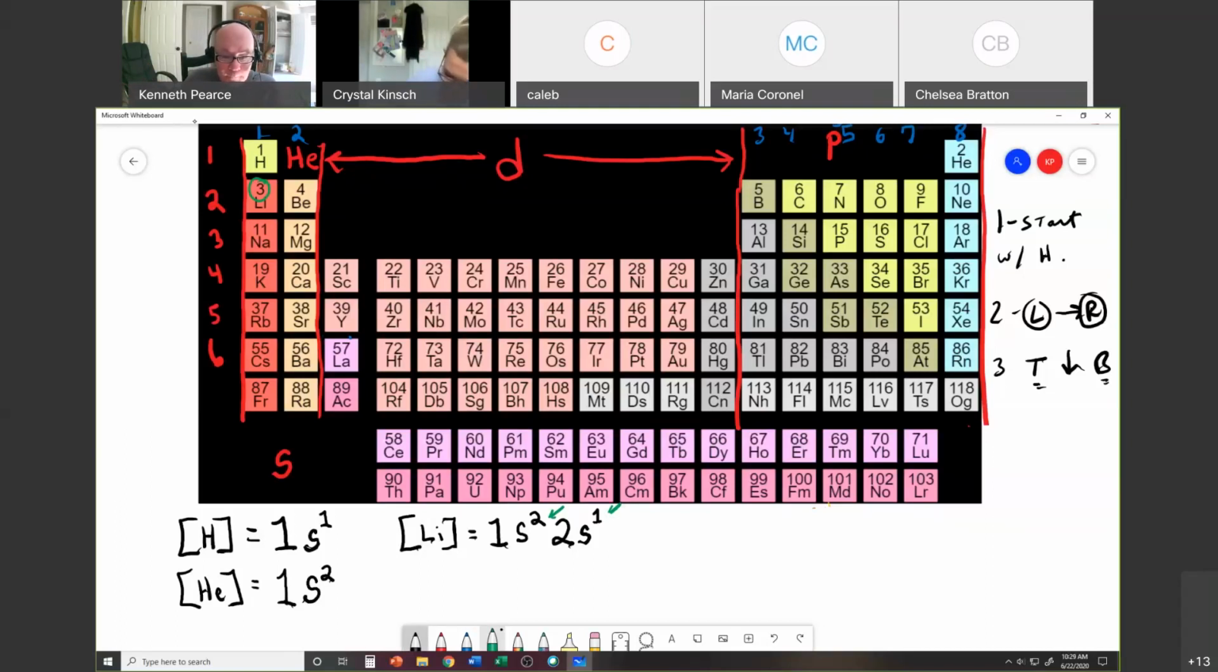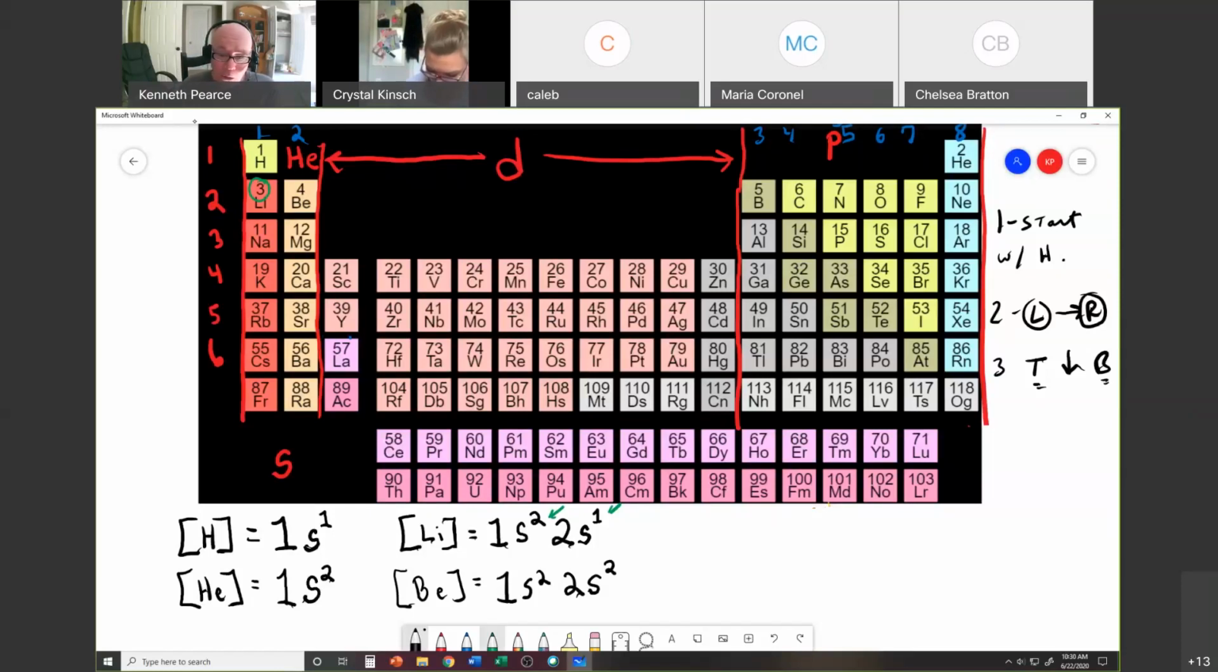Let's do beryllium. Now remember what I said. We start with row 1 with hydrogen, and we say hydrogen 1s, helium 1s2. We're finished with the first row. We drop down to the second row, and we say we're in the S elements so far. Lithium is 2s1, and we say beryllium is 2s2. We're literally counting. We're using our periodic table to count. So we go lithium 1, beryllium 2, 2s2.